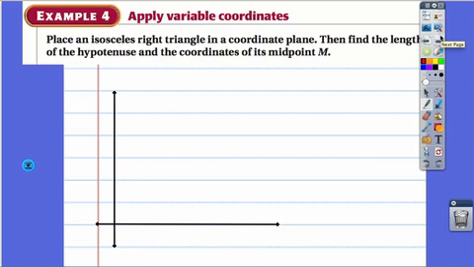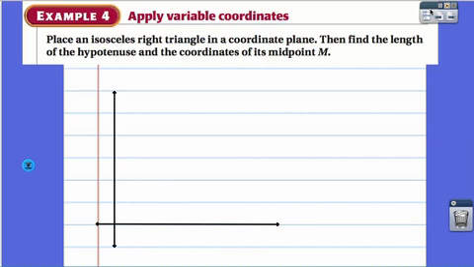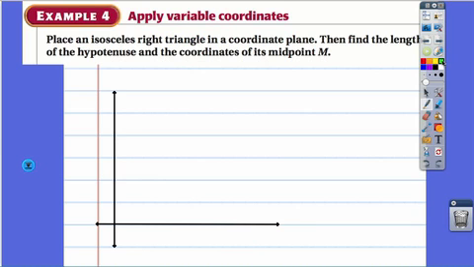We're going to place an isosceles right triangle in the coordinate plane, then find the length of the hypotenuse and the coordinates of the hypotenuse's midpoint. So, isosceles right triangle. Again, I'm going to place one point at the origin. If it's isosceles, I'm going to go up the same amount of units that I'm going left and right. And since it's a right triangle, I'm going to use my x and y axis, which are perpendicular, to have a right angle. And then let me draw my hypotenuse here.